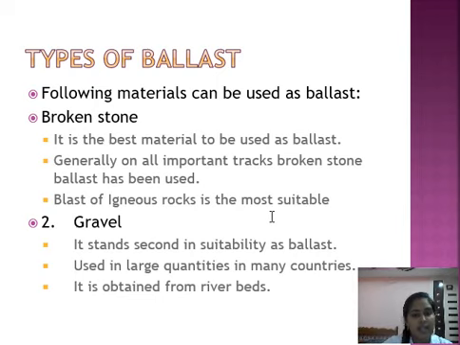Next is the gravel. So the second suitable ballast is the gravel. It is used in large quantity in many countries. It is obtained from the riverbeds. So broken stone is obtained from the igneous rocks, but this gravel is obtained from the riverbeds.